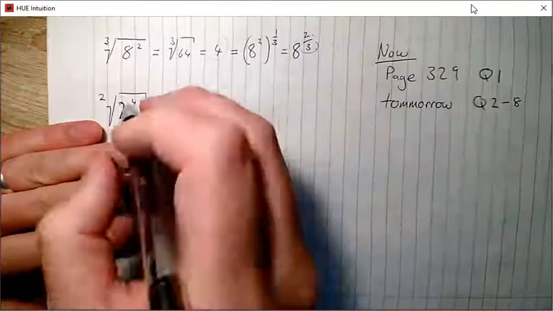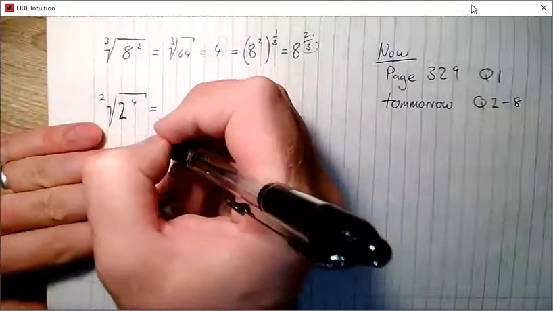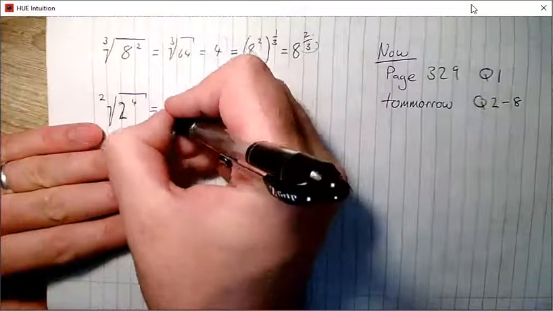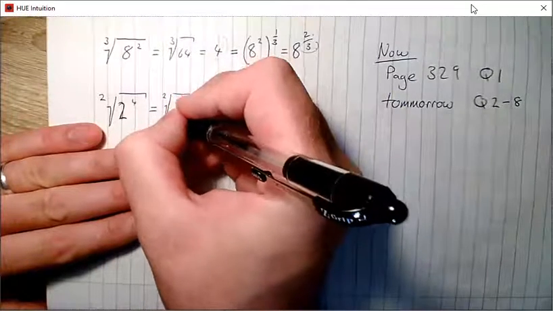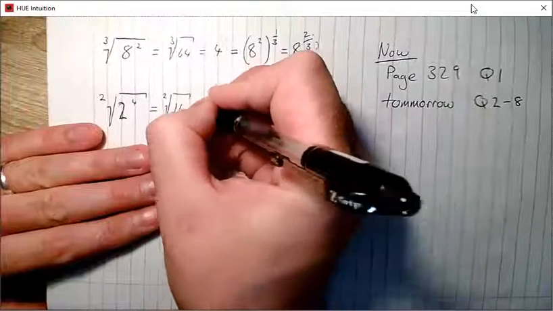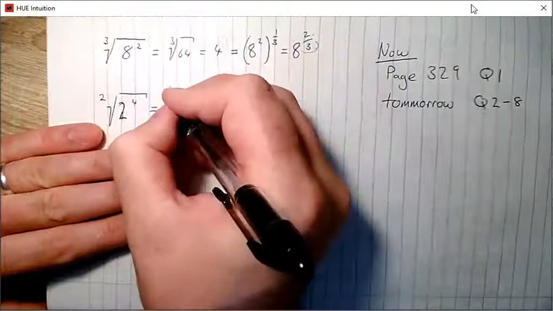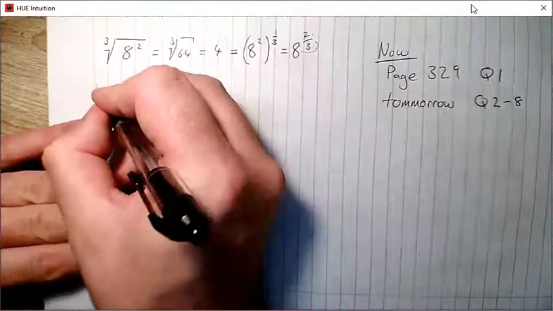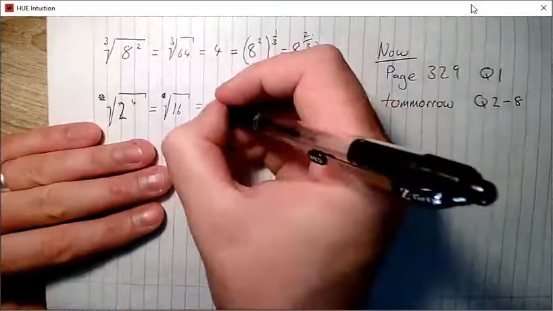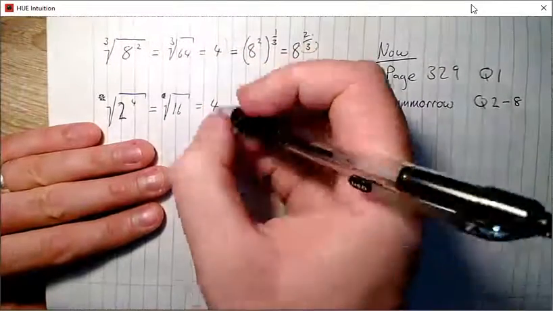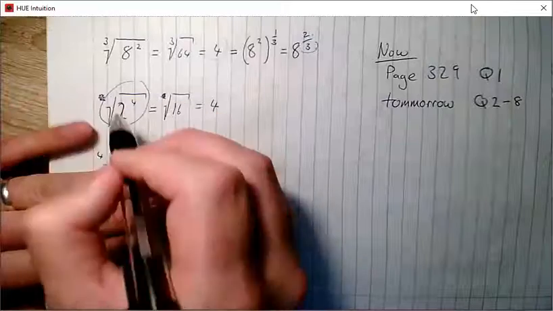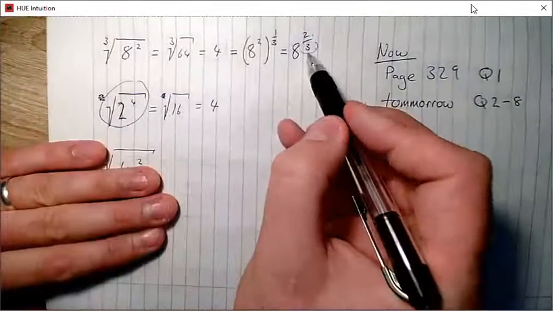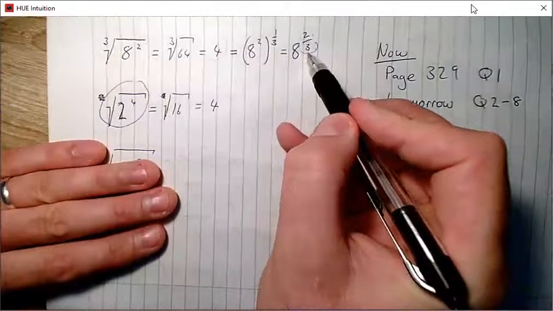So here, I'll work this out. That's the square root of 2 to the power of 4, which is 16, and the square root of 16, you don't have to have that 2 for a square root. You can just leave it as the square root of 16, which is 4 again. But this time, I would like you to try and write this with a fractional index. So just pause the video, try it there.